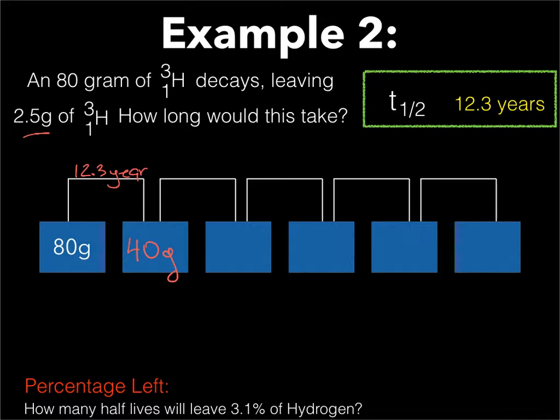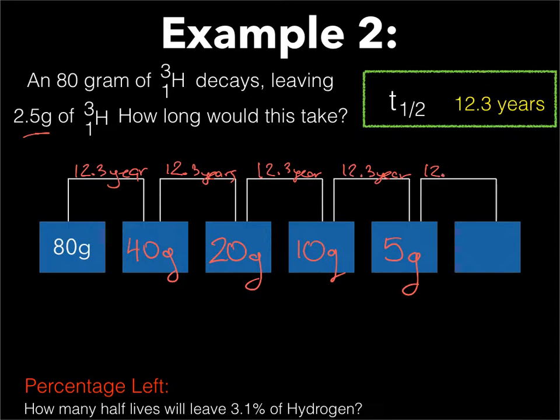All right, then this 40 grams, after another 12.3 years, we're going to have half of 40, which is going to be 20 now. Half of 20 is 10, and that also took 12.3 years. Another 12.3 years went by, and we have 5 grams of our tritium, and then our 5 grams after 12.3 years, we have exactly half, which is now 2.5 grams of our tritium, and that's what our answer is. So how long does this take?